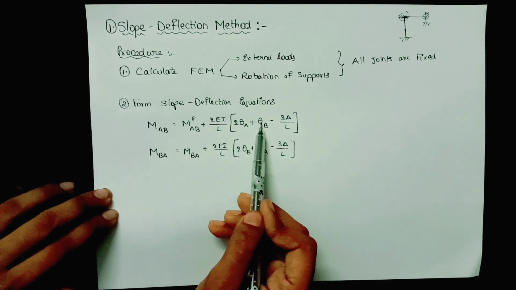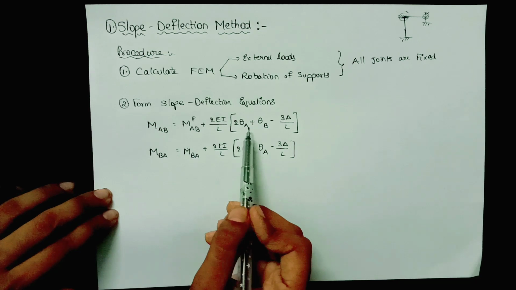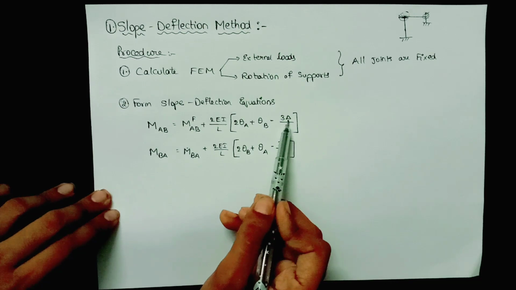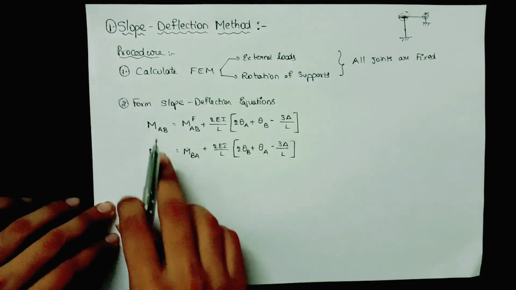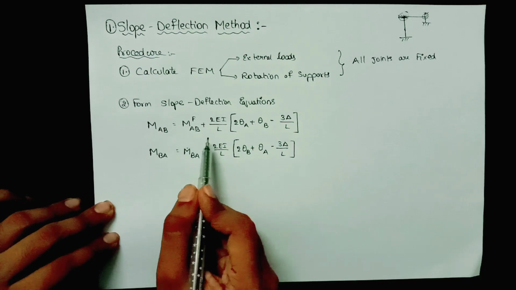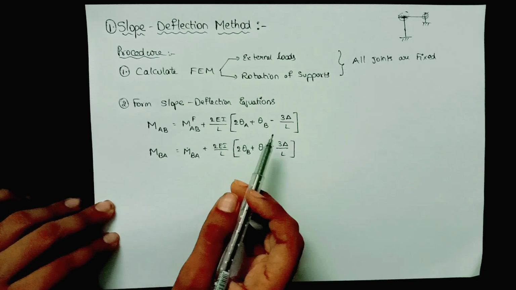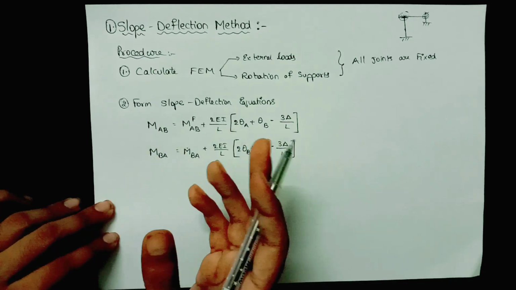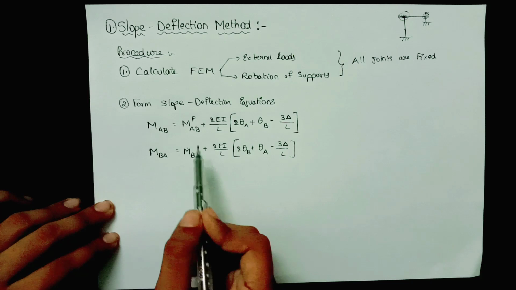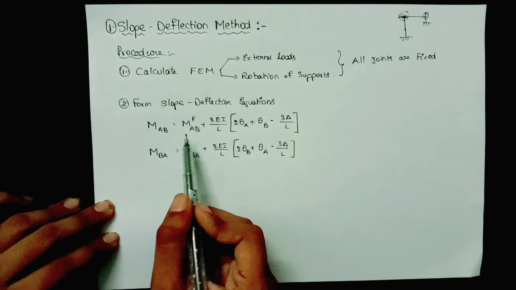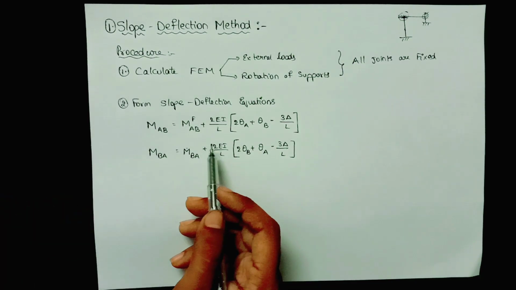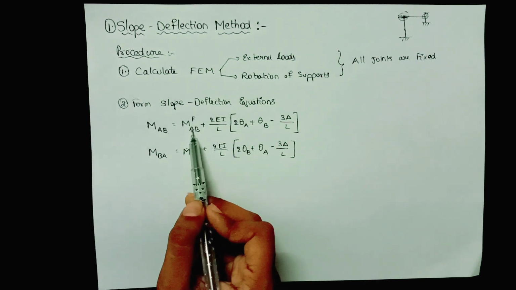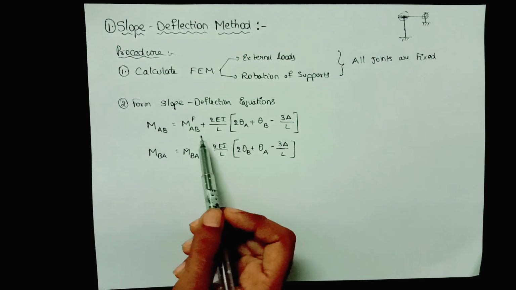Now 2 theta A plus theta B. Theta A means slope at support A, and theta B means slope at joint B, and then minus 3 delta by L. In a similar manner, we have to write the slope deflection equations for all the members given in the truss, that is for BC, CB, CD, DC, and whatever the members may be. We substitute the values and form the slope deflection equations. Here MF_AB means fixed end moment in member AB, which is obtained from step 1.